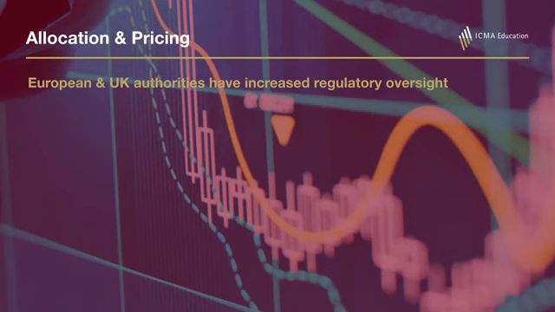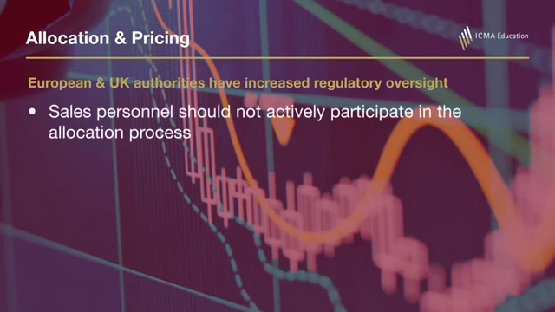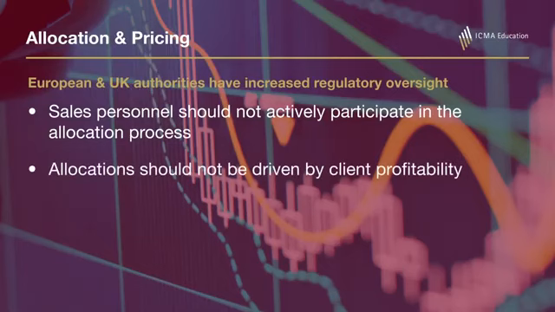So in terms of the process, the salesperson should not actively participate in the allocation process. They can give colour to the bond syndicate desk, for example, around what the investors are thinking, what their previous participation has been, but they shouldn't give suggested allocations to the bond syndicate team. And again, allocations should not be driven by client profitability, but should be looked at in accordance with the merits of the deal that is being allocated.